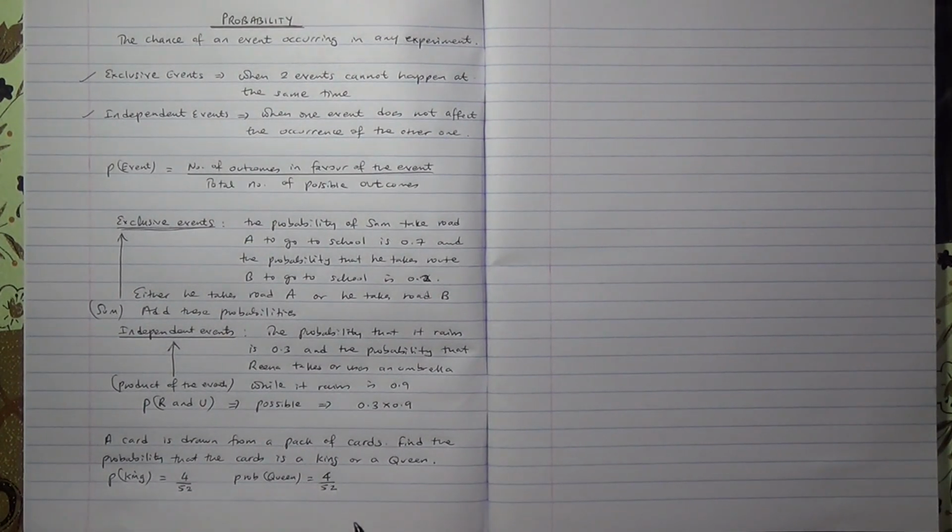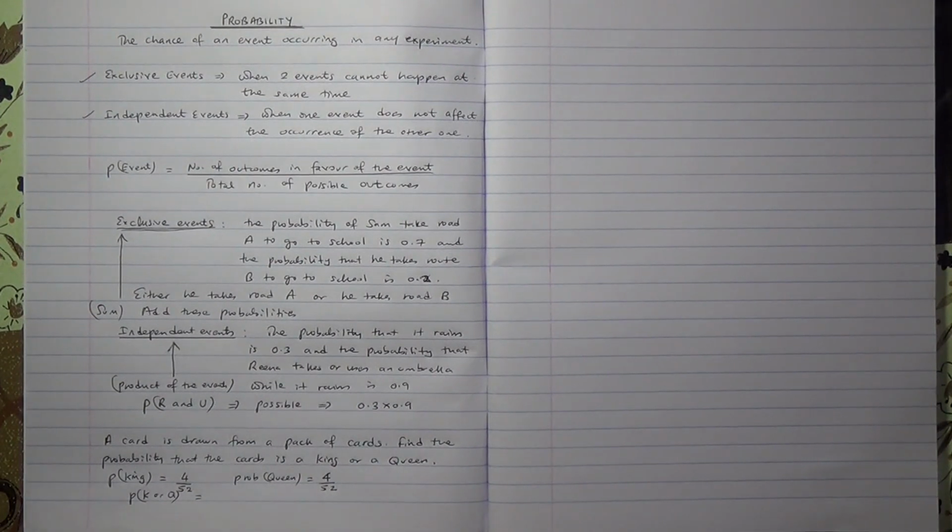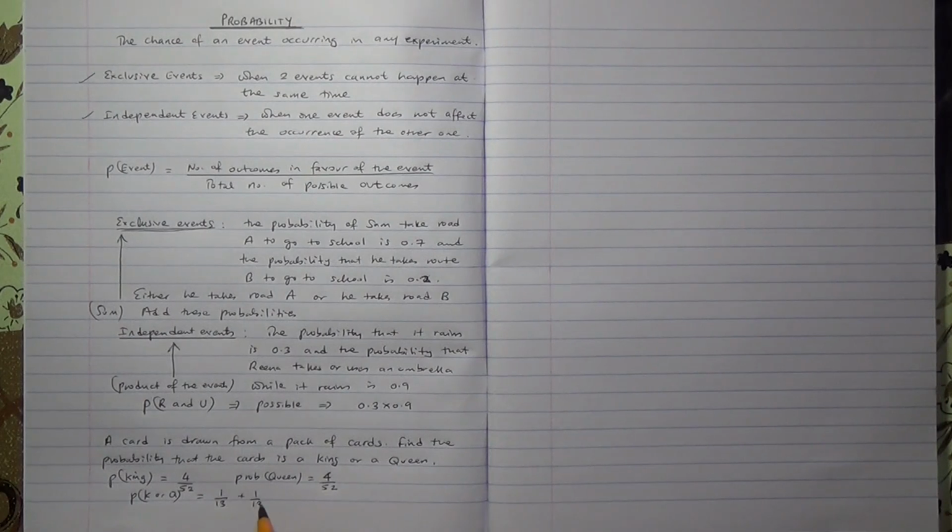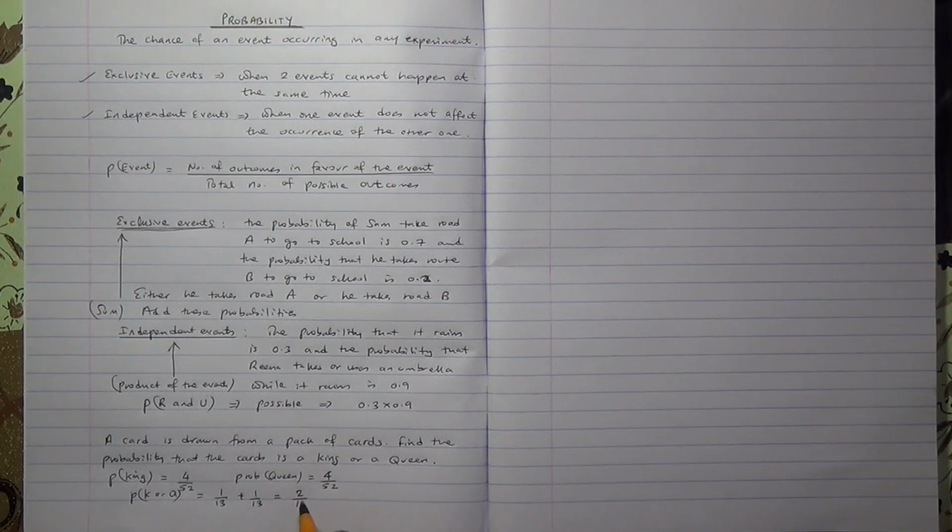Because we can either get a king or a queen, it's one or the other, both cannot happen at the same time. How would you be able to draw one queen if you're drawing a card, and at the same time the card is a king? No, it's either a king or a queen. So what we do, we add these probabilities. 4 over 52 is 1 over 13, plus 1 over 13. So we're saying then 2 over 13.